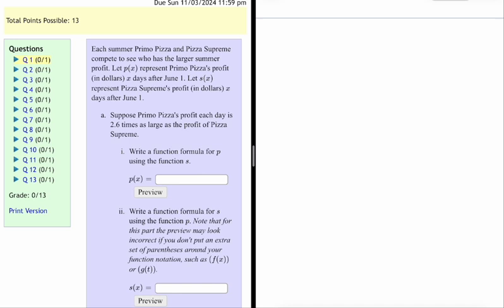Okay. So it says that each summer, Primo Pizza and Pizza Supreme compete to see who has the larger summer profit. Let P of x be Primo's profit.